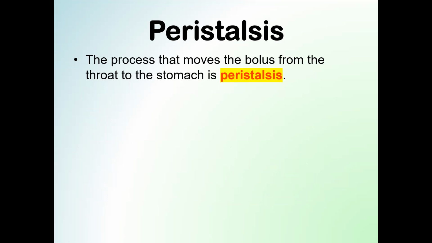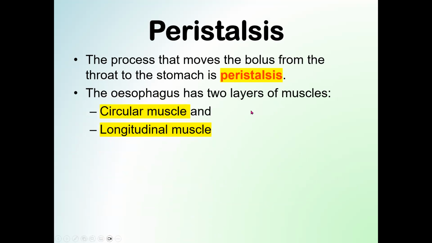We have this mechanism called peristalsis. As soon as the bolus is swallowed, control of it is taken over by a system of contractions which deliver the bolus to the stomach. And this system is called peristalsis. So the esophagus has got two types of muscles. It's a short tube from there to the top of the stomach, about that long, and it's got circular muscles which squeeze, and it's got longitudinal muscles.